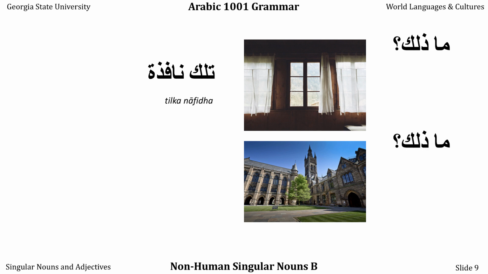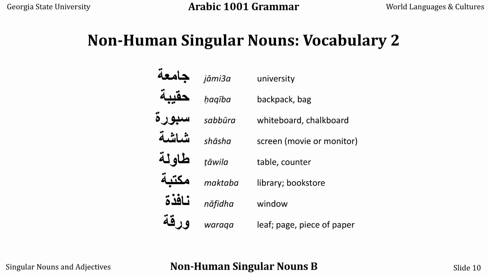"Ma dhalik?" Here's a picture of a university, and our friend is going to say, "tilka jami'a." A jami'a is a university. You've probably heard this word in class already. And it has the odd ayn sound in it, which is probably the most difficult sound to get used to if you're a non-native speaker of Arabic. Tilka jami'a. That is a university.